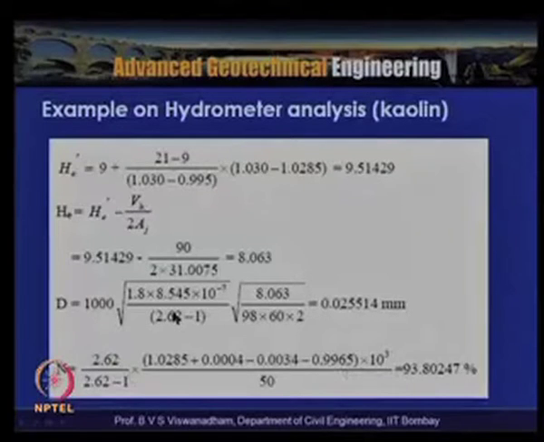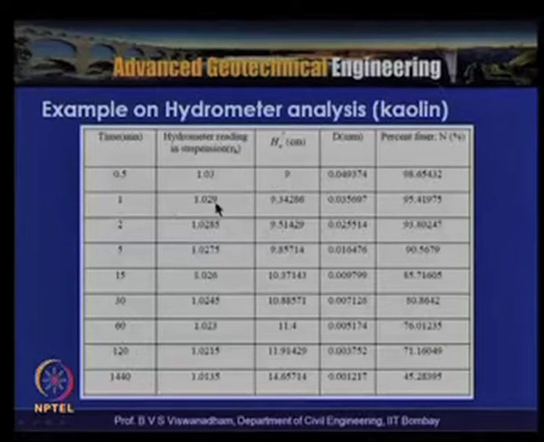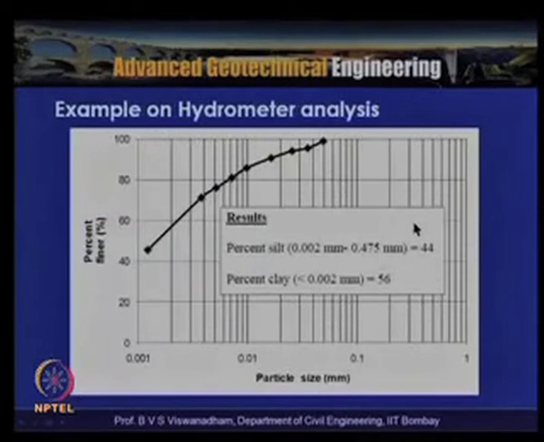So, based on this, the calculations are done for different timings: 0.5 minute, 1 minute, where immersion correction was not taken, and 2, 5, 15, 30, 60, 120 and 1440 minutes, with the readings which are actually taken. These are the corrected H-E, and then D, the particle size in millimeter. Once we plot the particle size on the semi-logarithmic scale and the percentage finer on the y-axis, we will get this gradation plot.